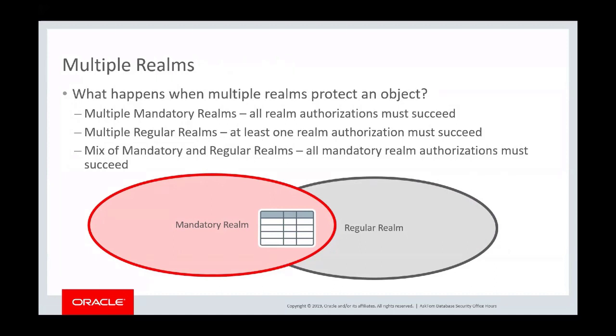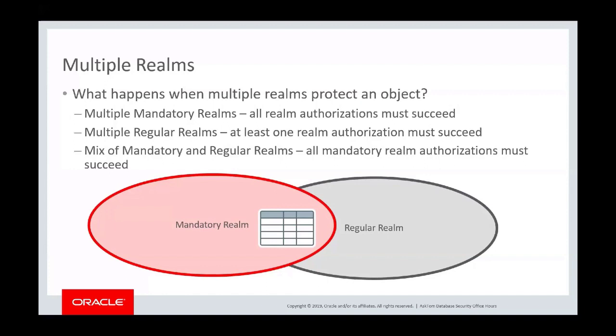If you have multiple regular realms that are protecting that data, you only need to satisfy the conditions for one of the realms to access the data. So in fact, it's like an "or" condition to access the data. And that could also have bearing on what type of protection you choose, whether mandatory or regular realms.